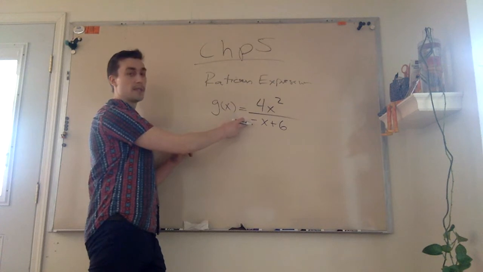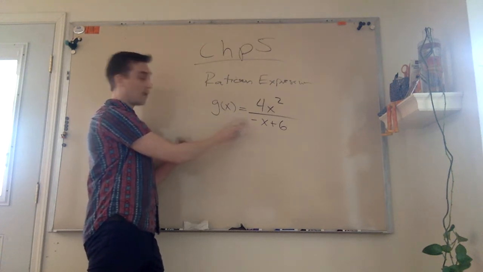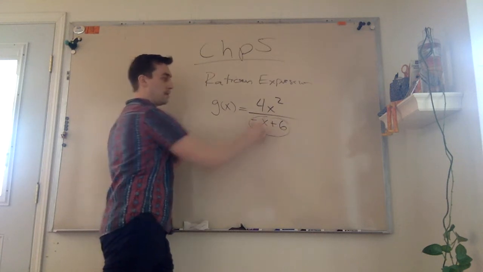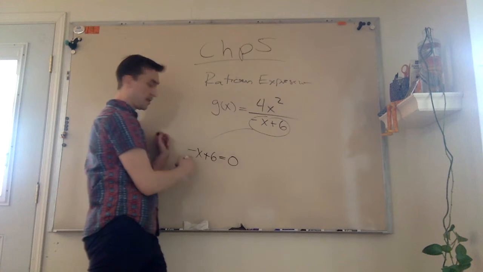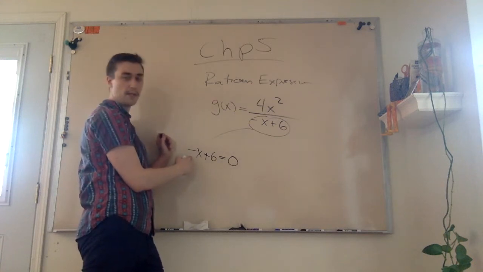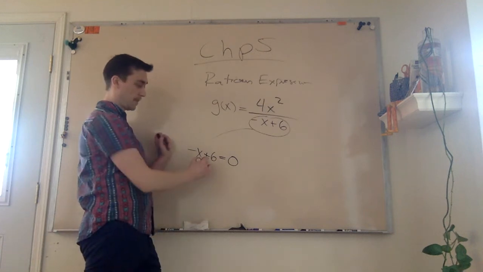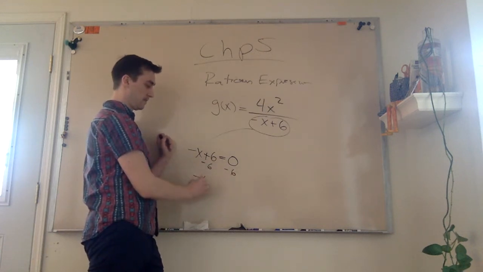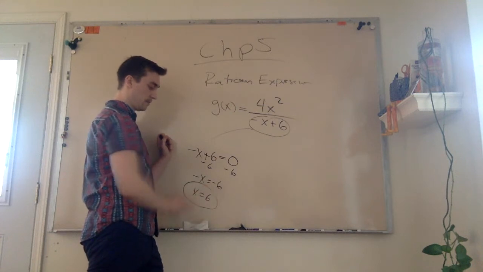All that matters is the denominator, and all that matters is what makes this denominator 0. So all you have to do is take the denominator, make it equal to 0, and then solve that for x. Figure out what makes it 0. Minus 6 from both sides. Negative x equals negative 6, which means x equals positive 6.